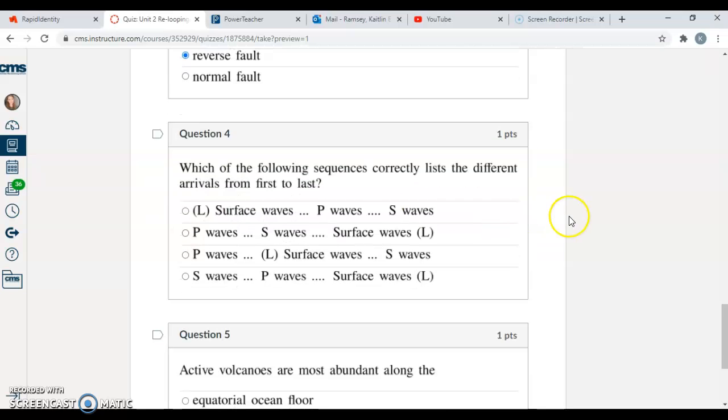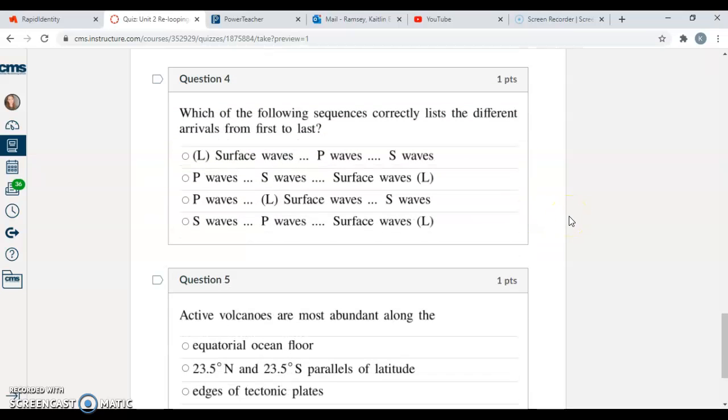All right, question 4 says, which of the following sequences correctly lists the different arrivals from first to last? So these are our seismic waves that are coming during a hurricane. Not a hurricane, I'm sorry, during an earthquake. We haven't gotten to hurricanes yet. These are the different seismic waves that occur during an earthquake, and they move at different speeds. So they come and they're recorded on a seismograph at different times based on how quickly they're moving.